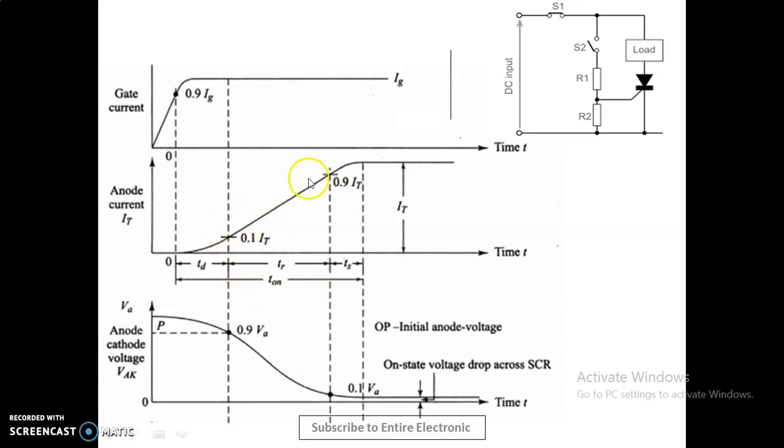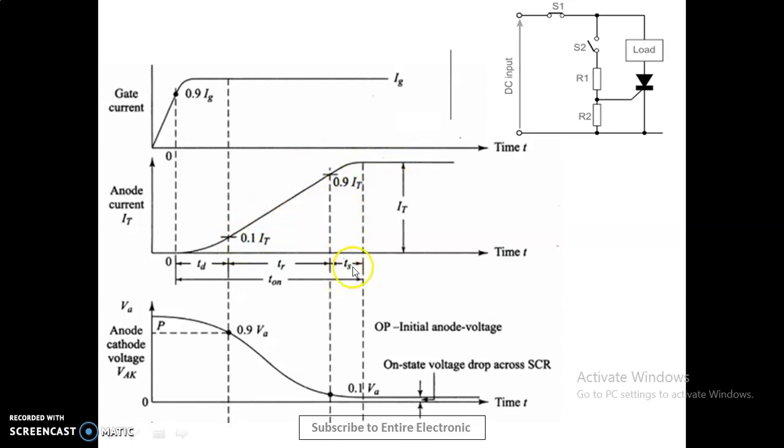This rise time also depends on the type of load. If the load is inductive, as we know, an inductive load opposes large change in current, then the current increases very slowly. If the load is capacitive, the rise time reduces and current increases very rapidly.